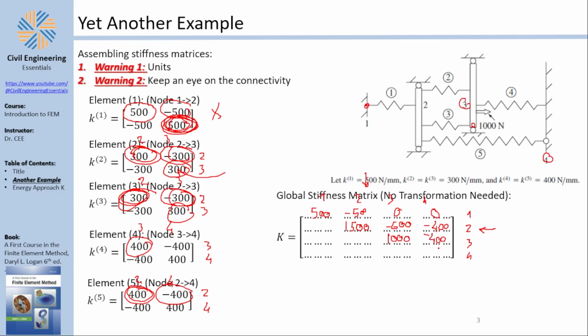And 4 with 4 exists, I think, in 2 elements, right? Yes, it exists here, 400, and 400 should be 800. And the rest is symmetric. So let's take a look if I got it right.